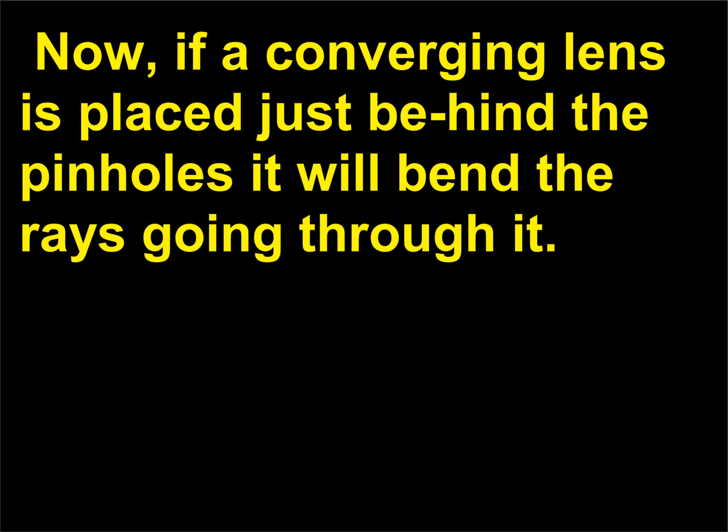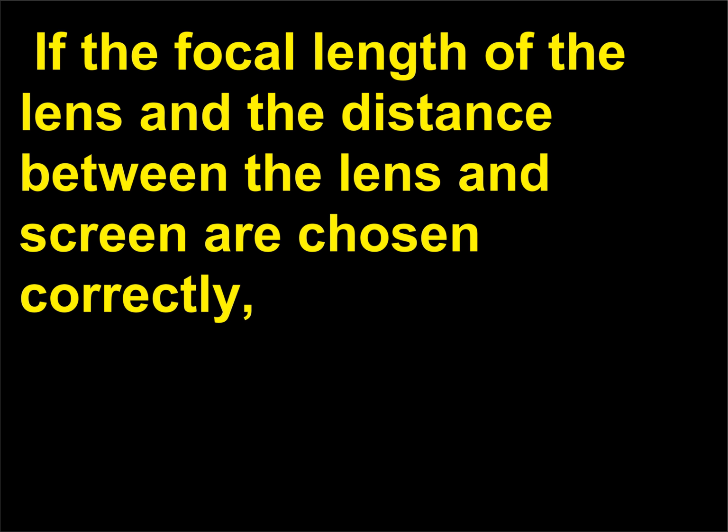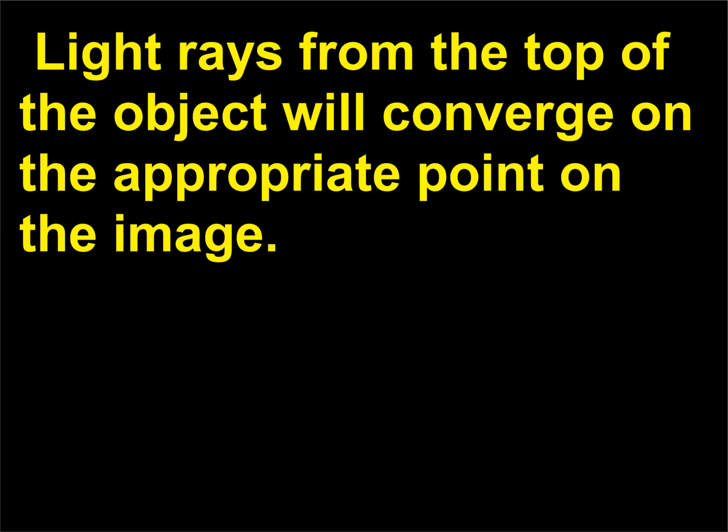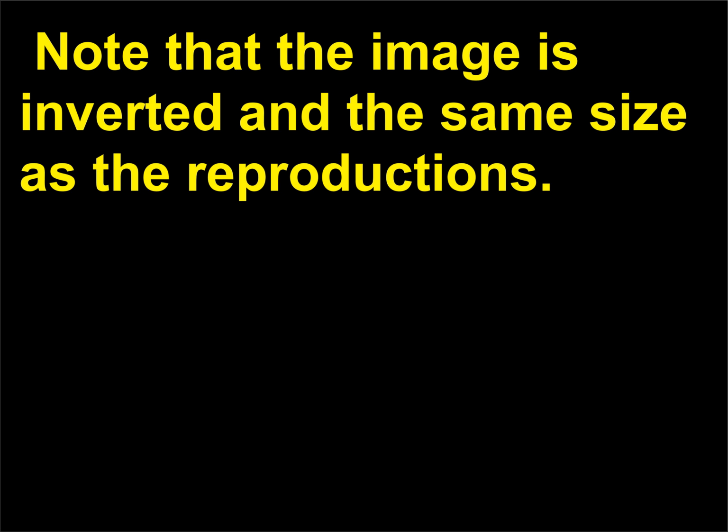Now, if a converging lens is placed just behind the pinholes, it will bend the rays going through it. If the focal length of the lens and the distance between the lens and screen are chosen correctly, then the 3 reproductions from the pinholes will all be at the same location. Light rays from the top of the object will converge on the appropriate point on the image. Note that the image is inverted and the same size as the reproductions.